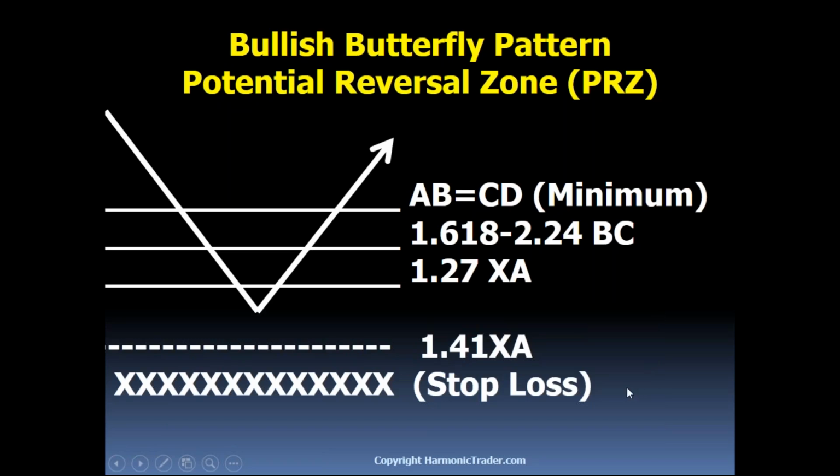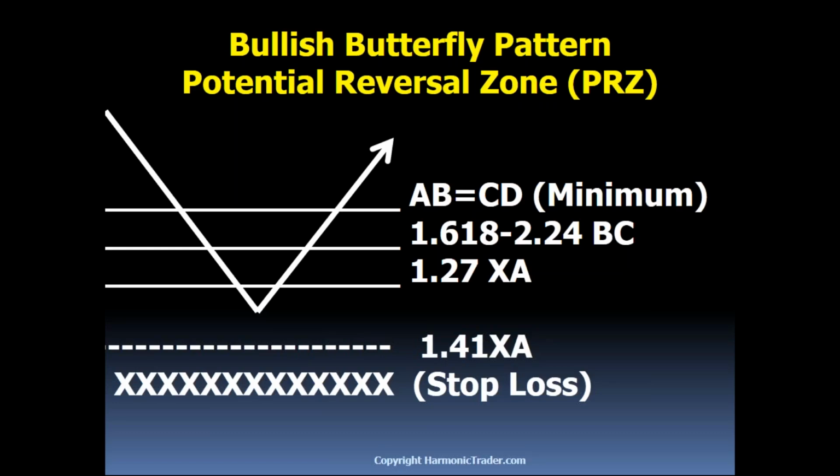Now in the potential reversal zone for the butterfly, we want to see a couple key measures be tested. First is the AB equals CD equivalent structure at a minimum. If that is satisfied, then usually we're going to see an alternate structure there. But as long as that minimum requirement is tested, that is one condition that satisfies the pattern.